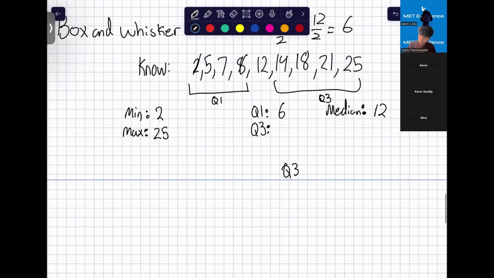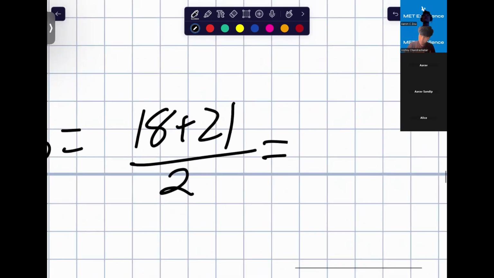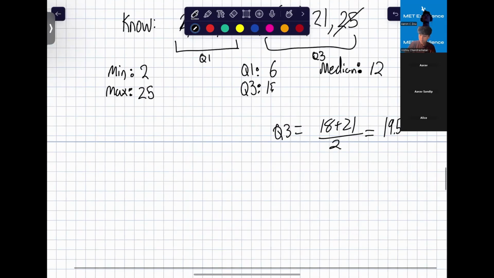And Q3 should be calculated the same way. 18 plus 21 over 2 is 19.5. That's quartile 3. Okay.